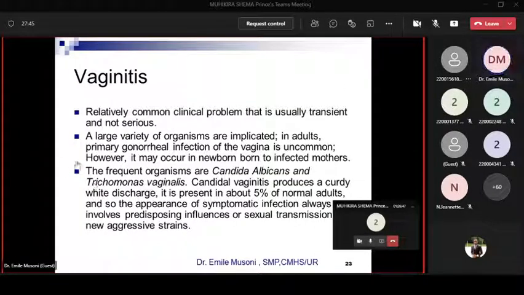Vaginitis is common, and most of the time it is caused by Candida albicans and Trichomonas vaginalis. So what you have to know here is to differentiate, on your physical examination, infection from Candida albicans and infection from Trichomonas vaginalis.